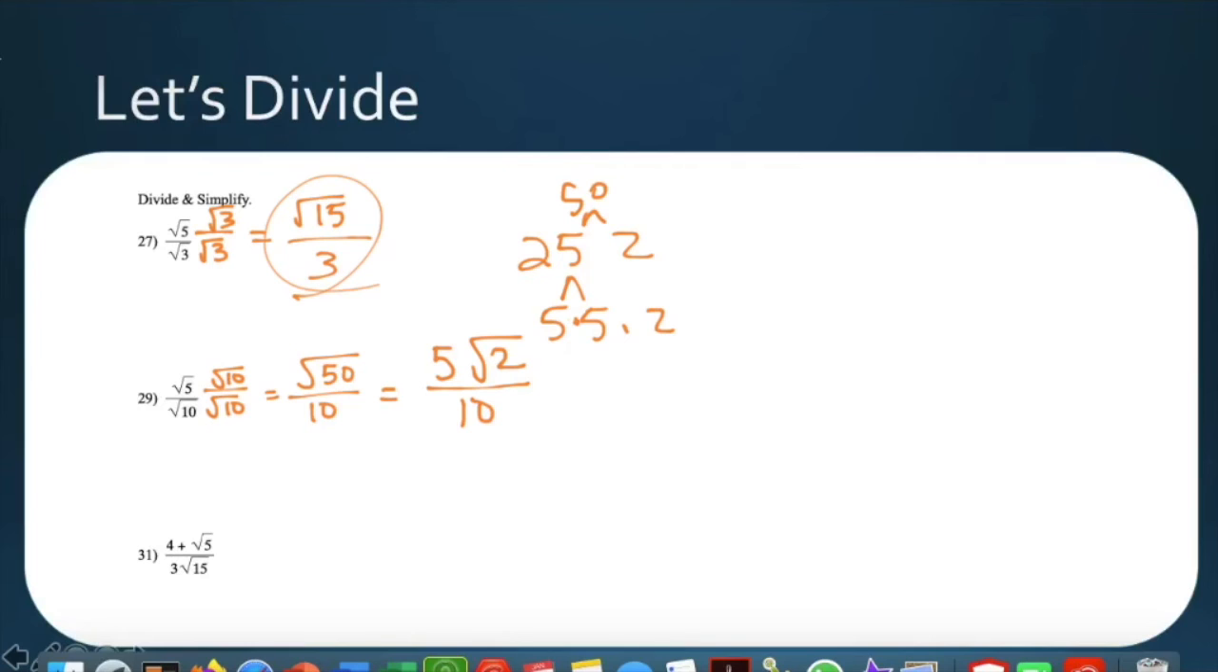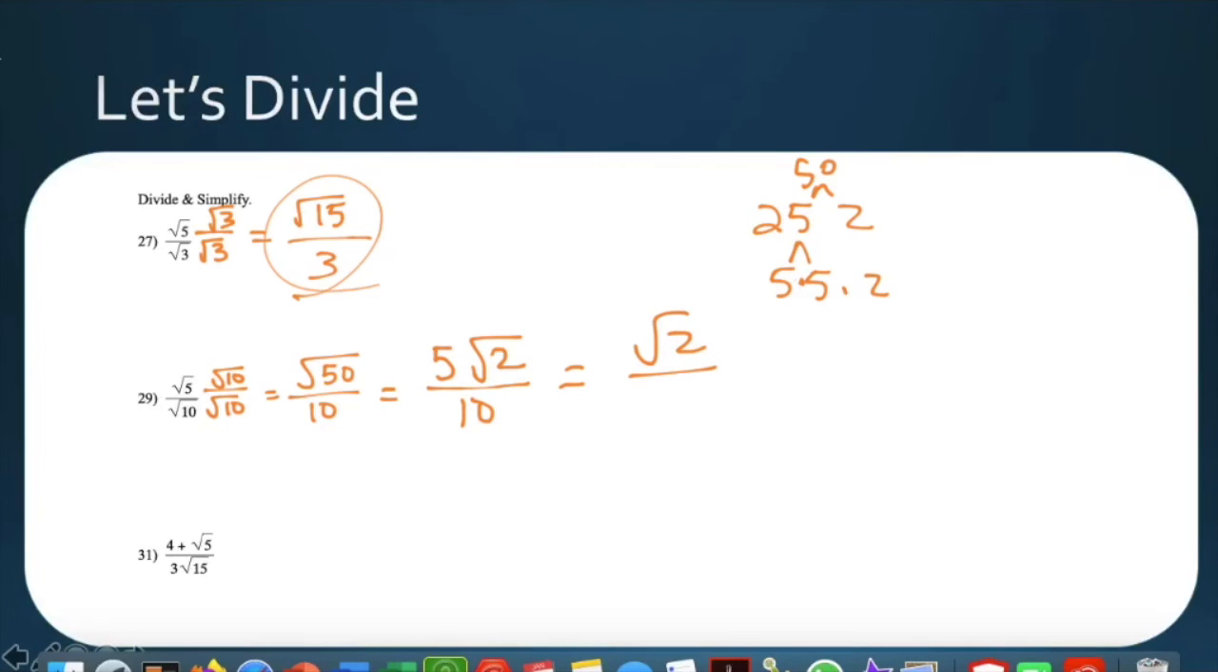But then you can simplify it again. Then I can simplify it still. So that becomes like 1/2 the square root of 2? Yes! Or square root 2 over 2. Because the 5 goes in there 2 times, right?